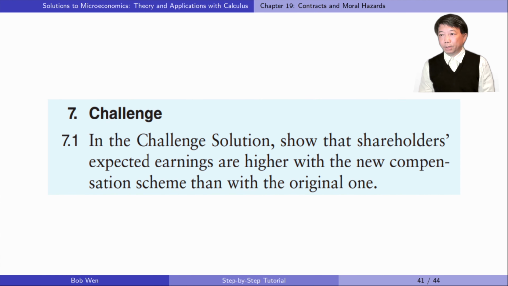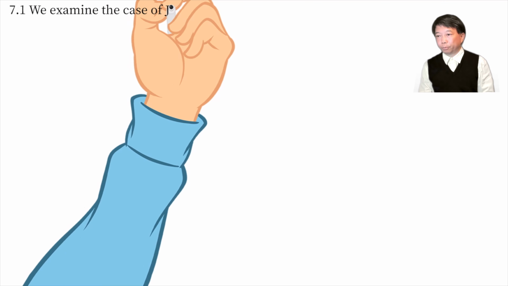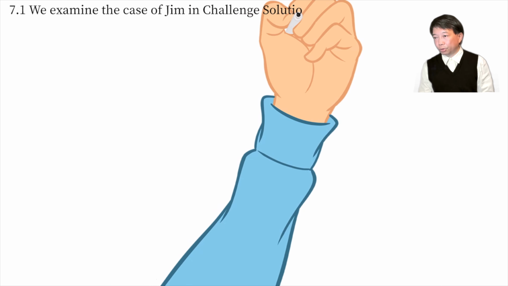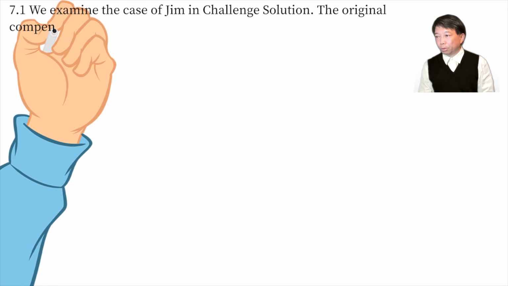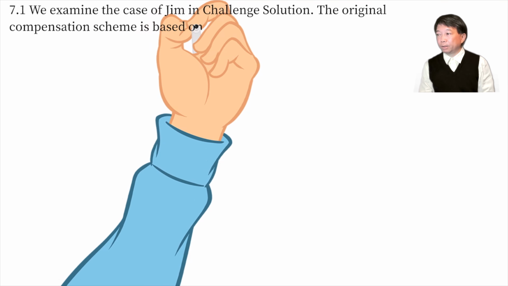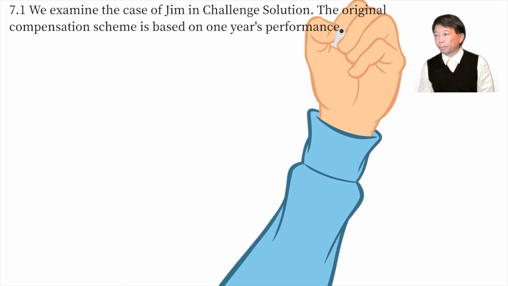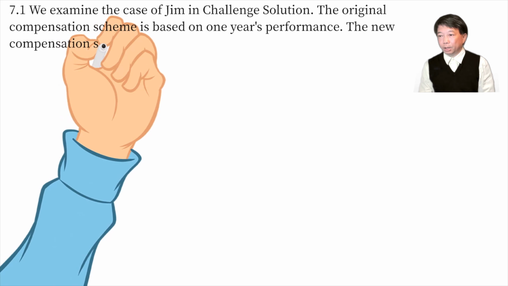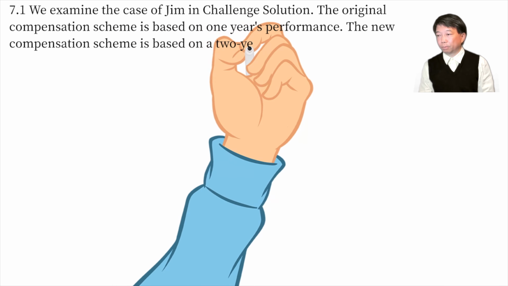Let's address exercise 7.1. In the challenge solution, show that shareholders' expected earnings are higher with the new compensation scheme than with the original one. We examine the case of Jim in the challenge solution. The original compensation scheme is based on 1 year's performance. The new compensation scheme is based on a 2-year period.